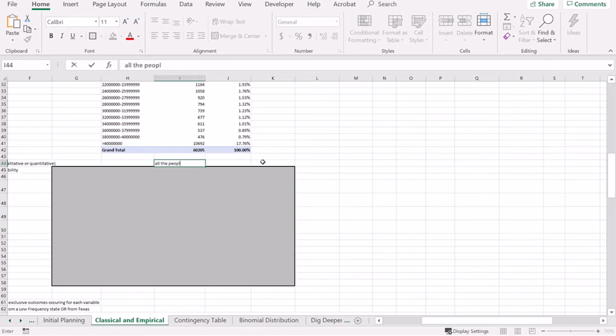1. People visiting Waco. P equals 1. Okay, the probability equals 1.